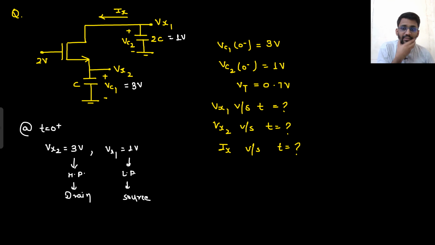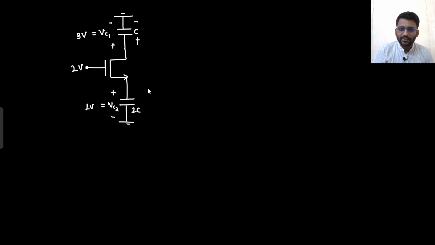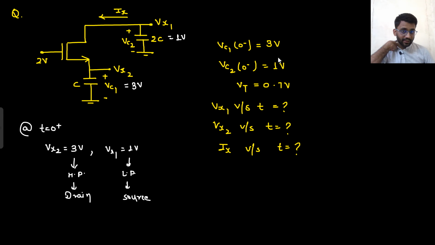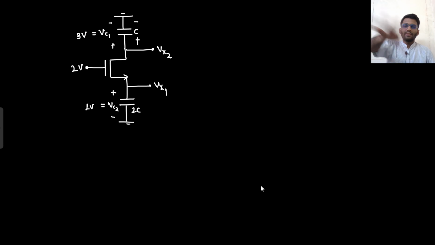This potential is Vx2 and the lower one is Vx1. So Vx2 initially was 3 volt and this is 1 volt. Did you understand this diagram now? Say yes or no. The current will be flowing from this 3 volt potential to the 1 volt potential.